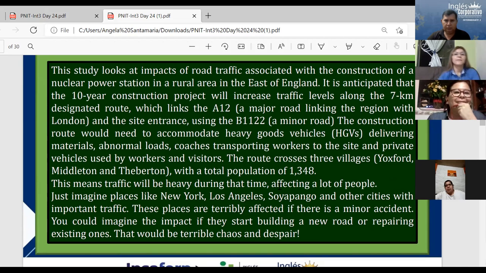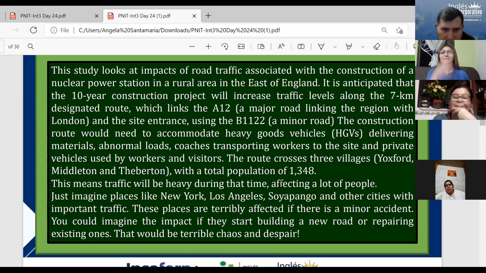This study looks at impacts of road traffic associated with the construction of a nuclear power station in a rural area in the east of England. It is anticipated that the 10 years construction projects will increase traffic levels along the 7 kilometers designated road, like the A11, a major road linking the region with London, and the side streets.